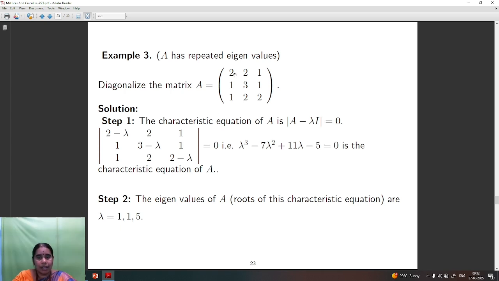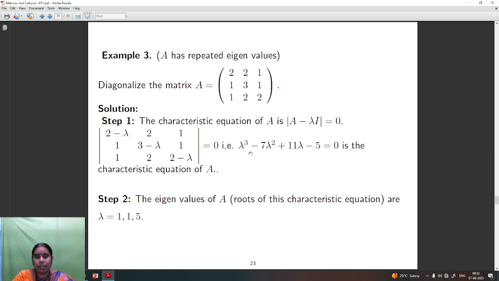They have given a matrix A and they are asking to diagonalize the given matrix. Step 1: in order to find the eigenvalues and eigenvectors, first we have to calculate the characteristic equation. To find the characteristic equation, we take modulus of A minus lambda I equal to 0. By subtracting lambda from the diagonal elements, we have the matrix as this. On solving the determinant, we have the equation as this.